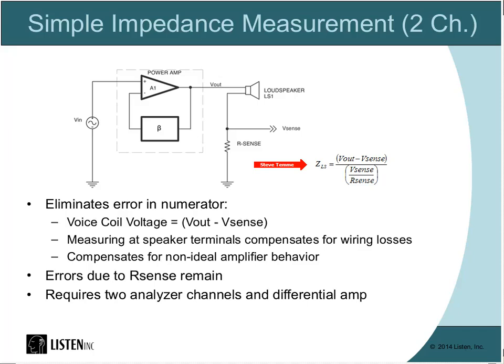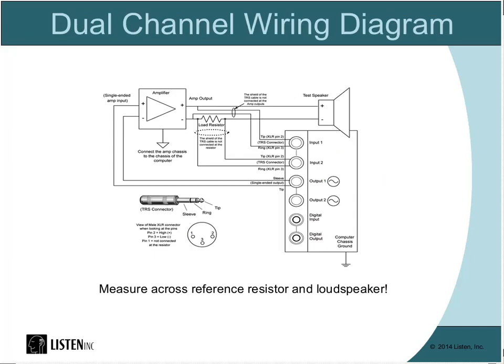And of course, we're giving up an extra input channel in order to measure simultaneously across the sense resistor and the loudspeaker. So this is probably more ideal for a research and development lab, and not as ideal for a production line, where they typically will use one channel for measuring the acoustic response with a microphone and the other channel to measure the impedance. So the wiring diagram is very similar. The only difference now is the second input is measuring across the loudspeaker.